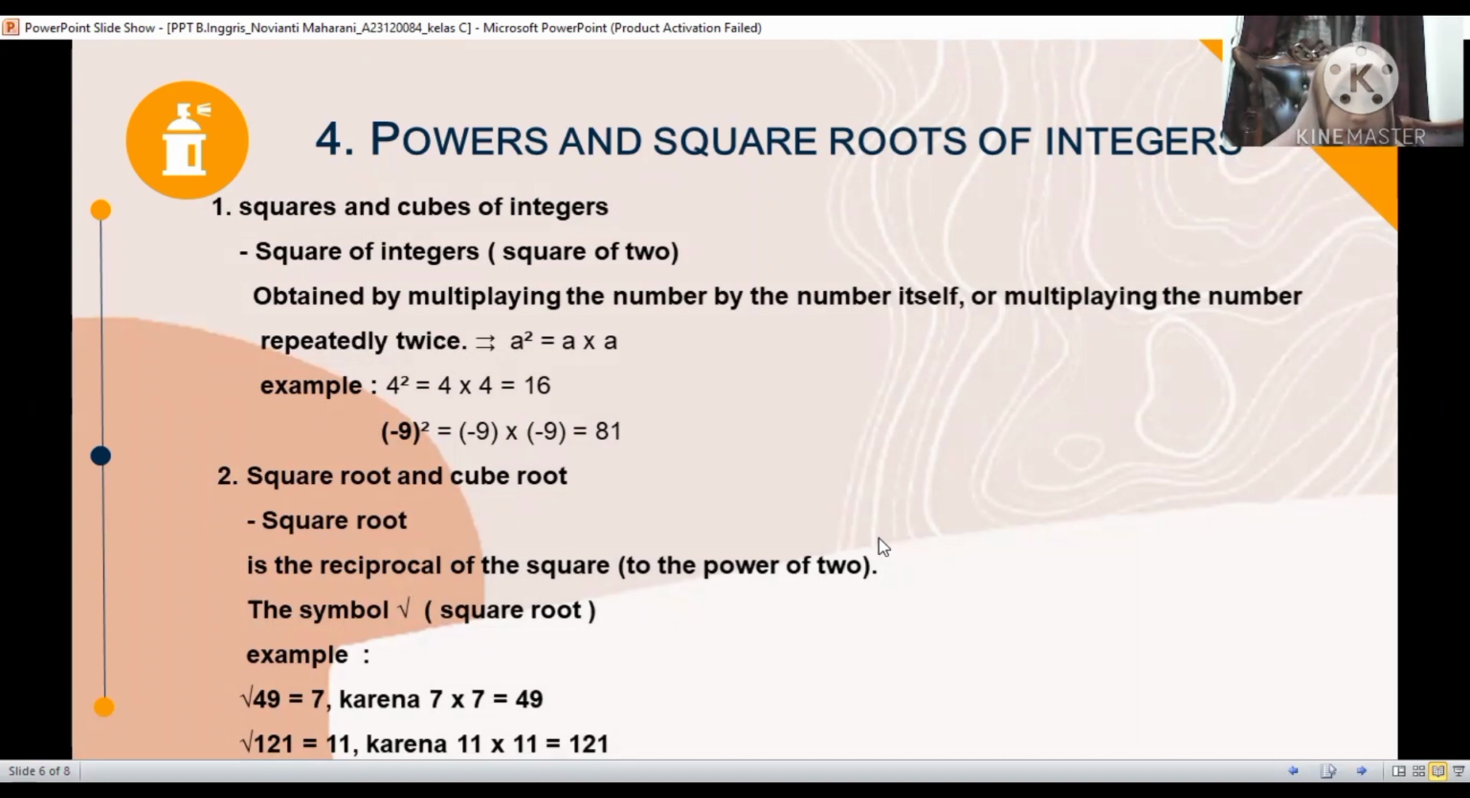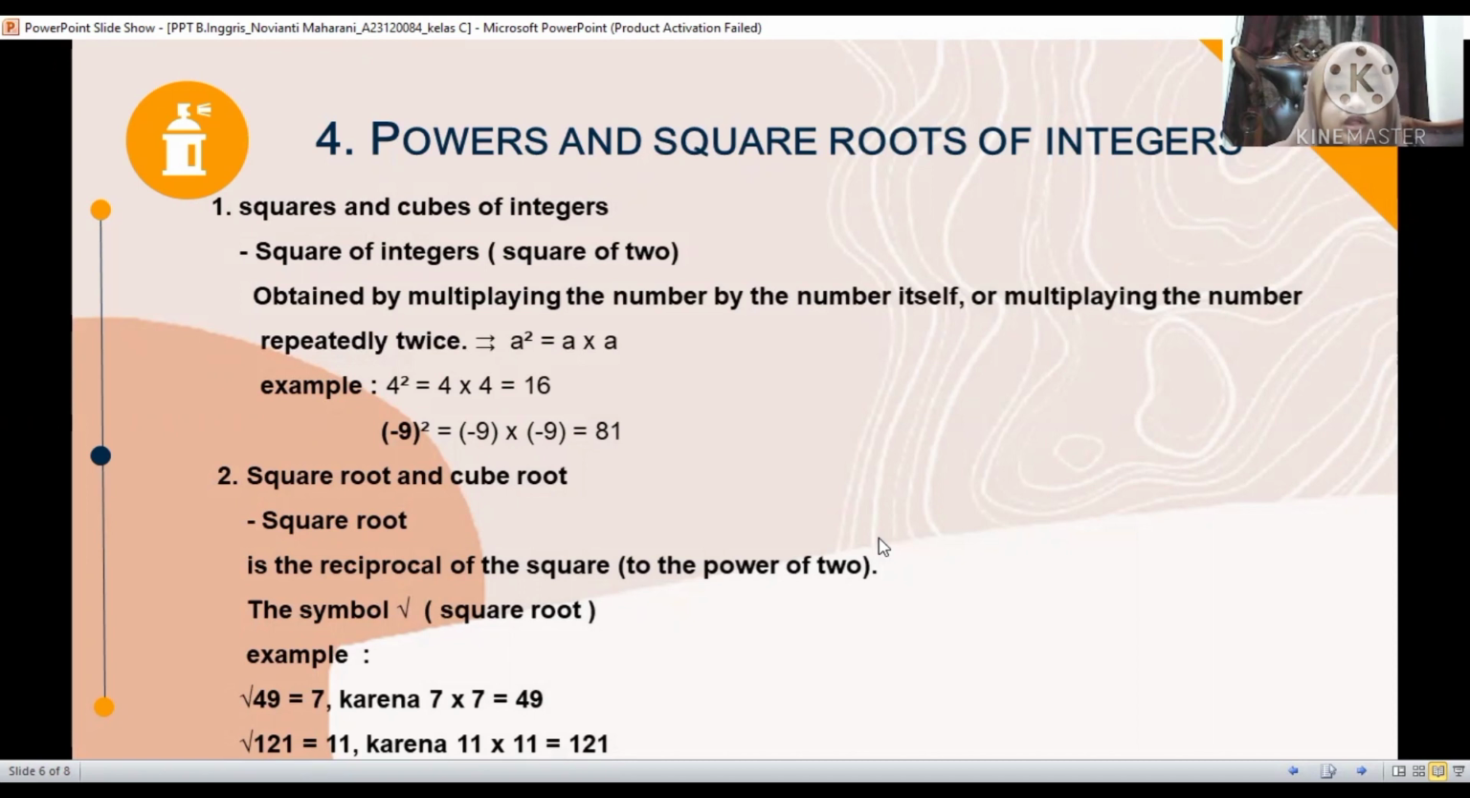Negative 9 squared is negative 9 times negative 9, which is 81.